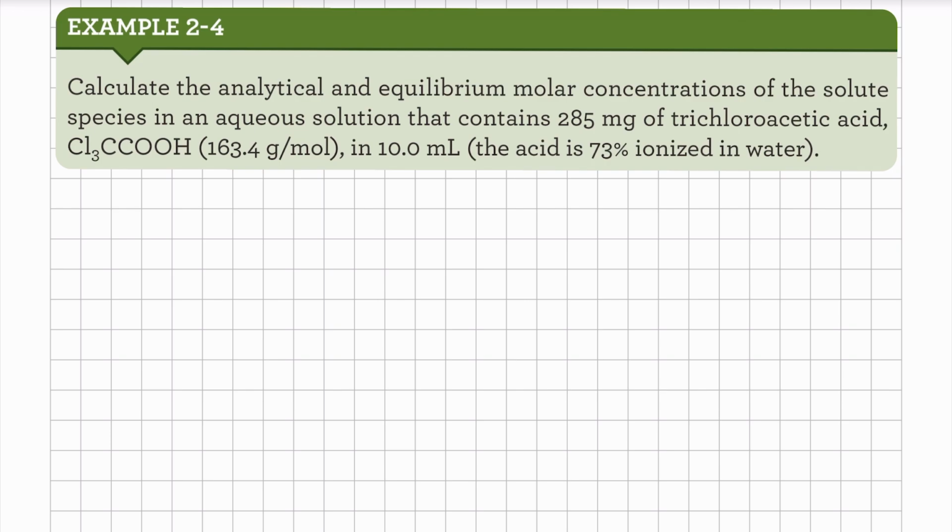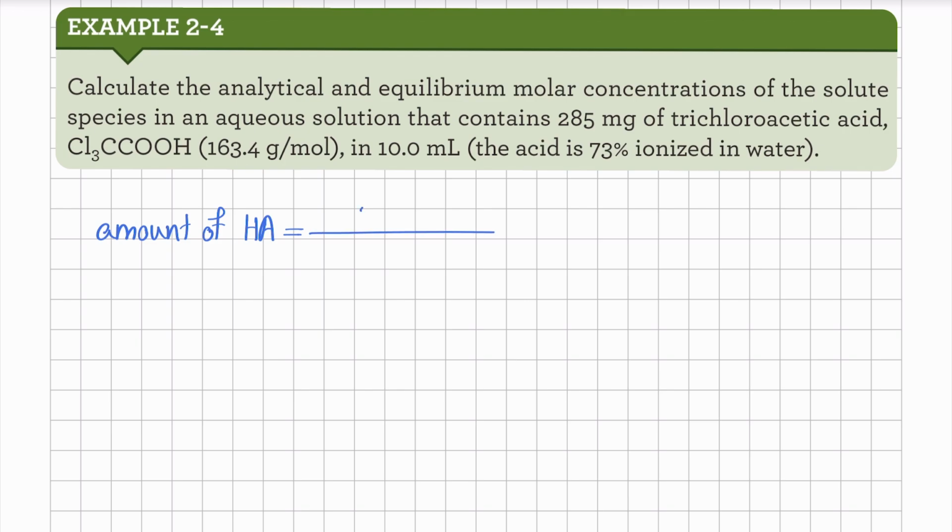It says, calculate the analytical and equilibrium molar concentrations of the solute species in an aqueous solution that contains 285 milligrams of trichloroacetic acid in 10 milliliters. It also says the acid is 73% ionized in water. Our first step is going to be calculating the amount of acid. So, the amount of acid can simply be calculated using this equation.